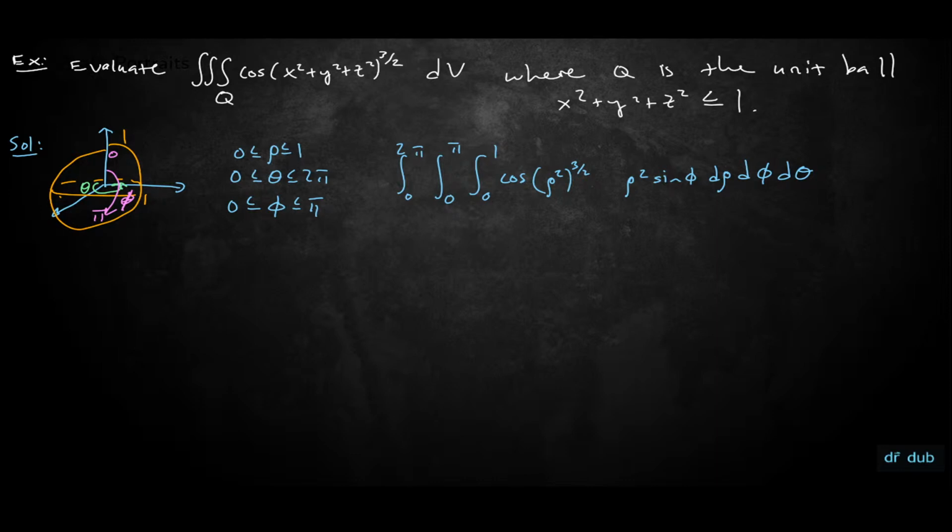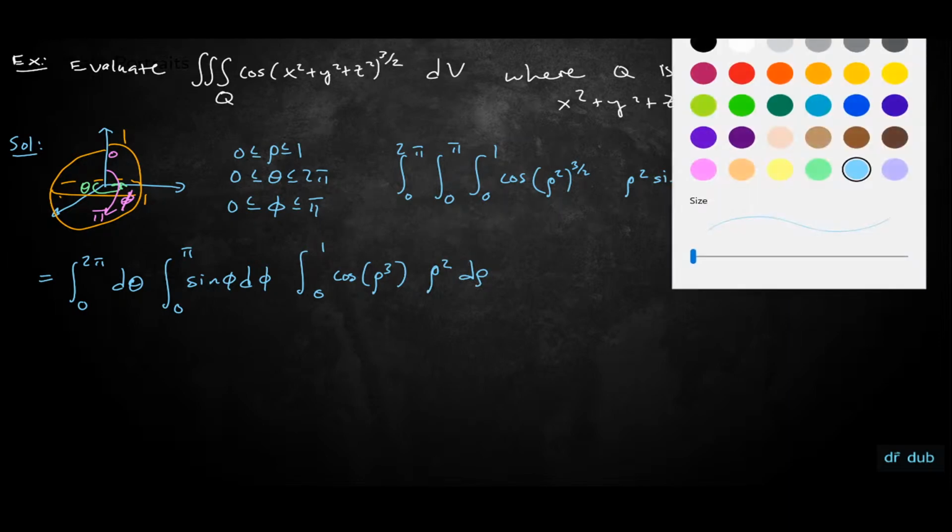So probably want to simplify this a little bit. It's a nice separable integral. So we can first of all say it's integral 0 to 2 pi d theta, integral 0 to pi sine phi d phi, integral 0 to 1. And this turns out to be cosine of rho cubed after I simplify that, and then rho squared d rho.